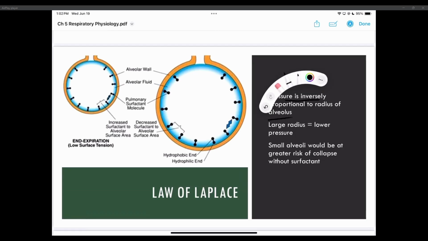All we're saying here is that small alveoli would be at risk of collapse without surfactant. So as those alveoli start getting smaller and smaller, remember we need to have a little bit of air left in there to keep them open. The surfactant helps as well, reducing that surface tension so that the alveoli won't collapse on themselves. We don't want them to collapse.